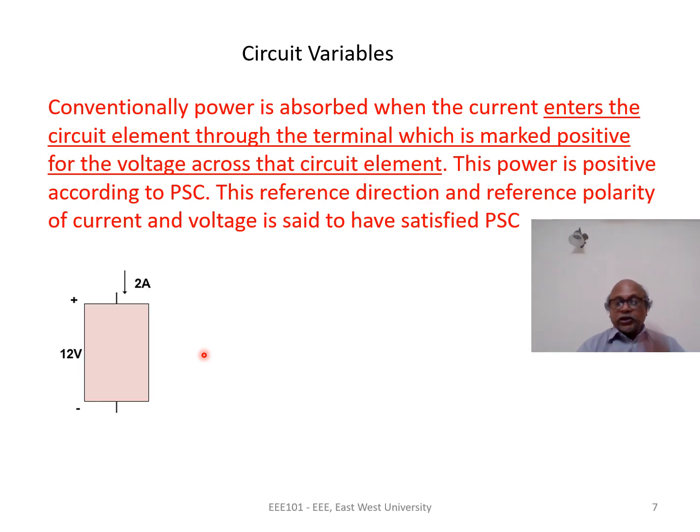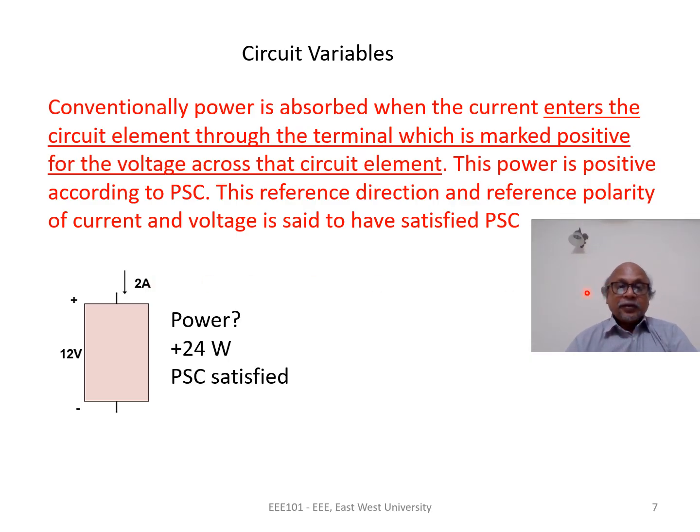So let's look at the situation again. In this case, we have a circuit element with voltage and current specified. We can see that the current is entering the circuit element through positive of the voltage. According to the paragraph above, that means power is absorbed and this voltage and current reference satisfy passive sign convention. So, what is the power? It is plus 24 watt because absorbed power is positive and PSC is satisfied.